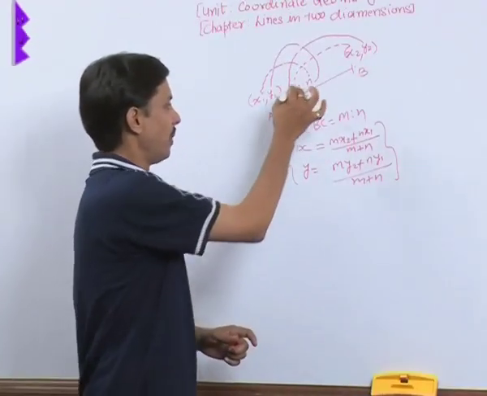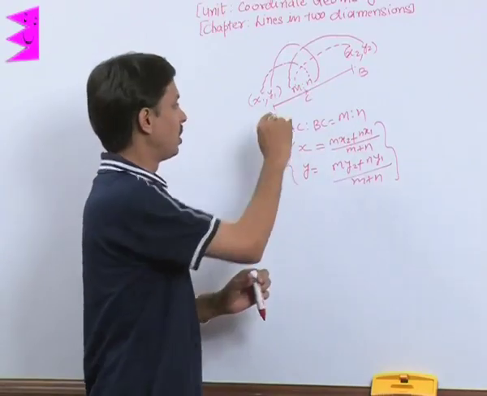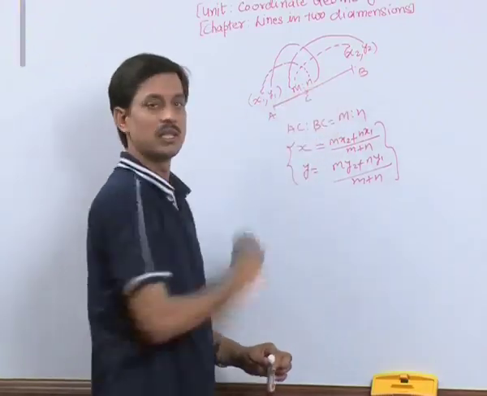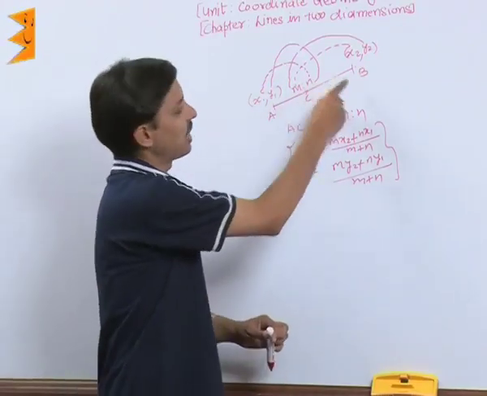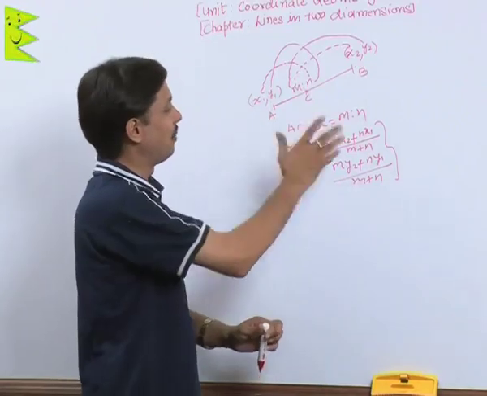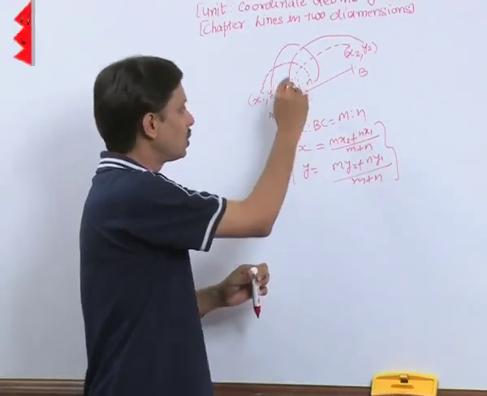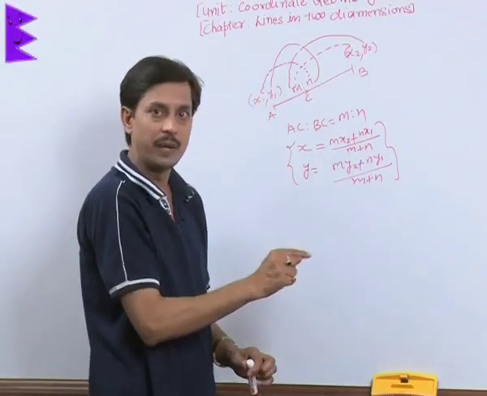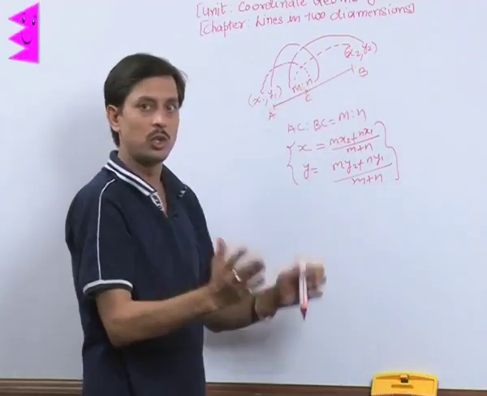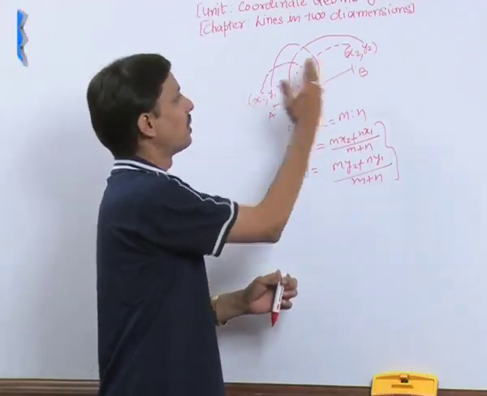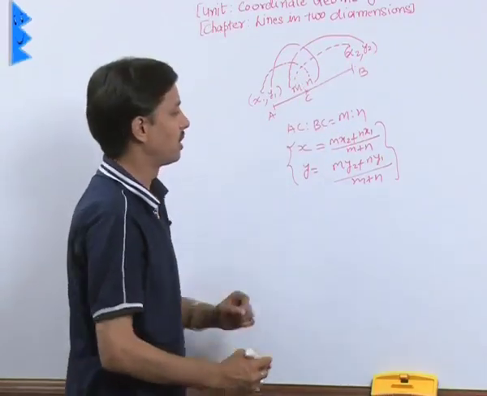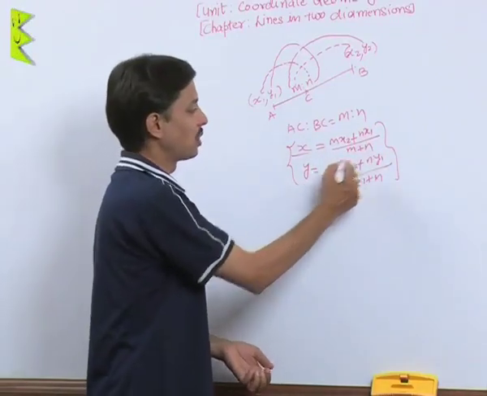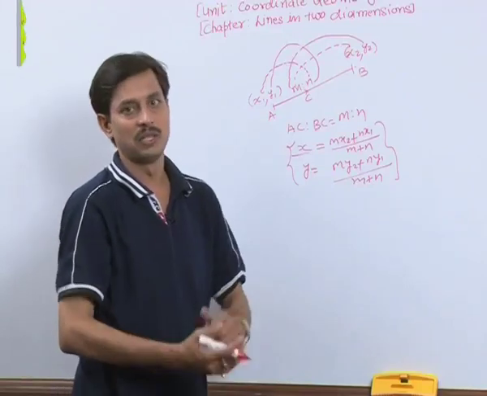Why is it section? Because C is the point which divides AB into two sections. One section AC, another section BC. The ratio of AC section to BC section of lengths is m is to n. Then the coordinates, that is the abscissa and ordinate at point C, which divides AB in the ratio of m is to n, where coordinates of A and B are x1, y1 and x2, y2, are given by x is equal to mx2 plus nx1 upon m plus n, and y is equal to my2 plus ny1 upon m plus n.